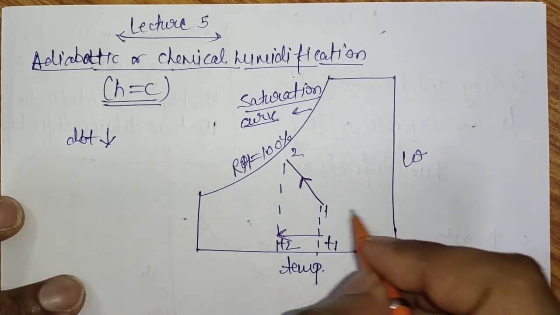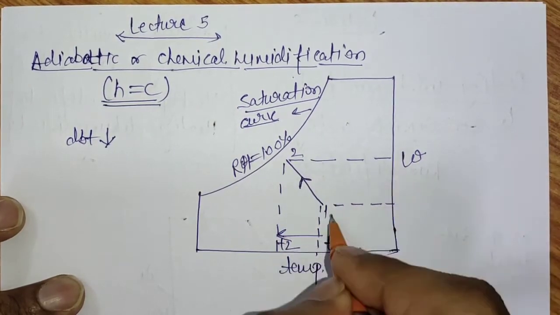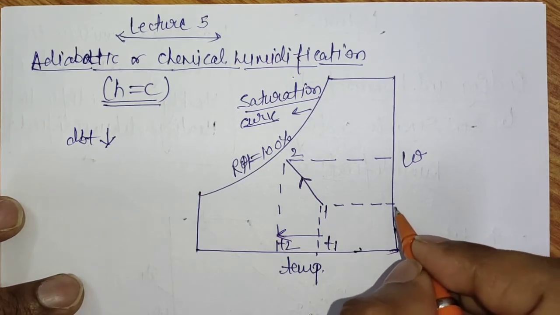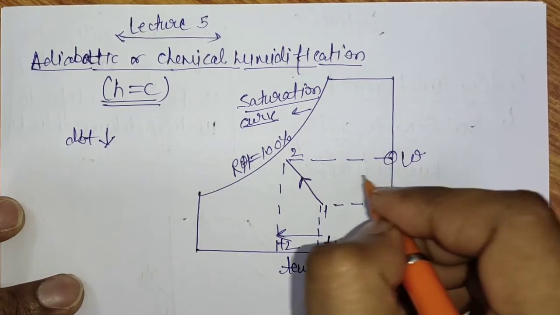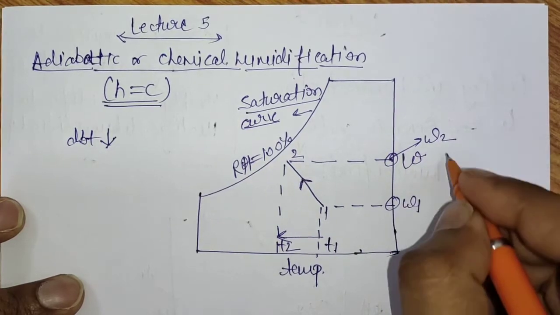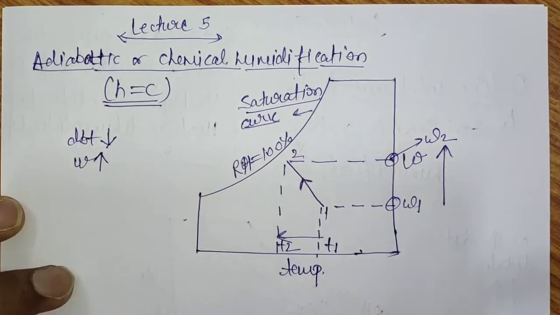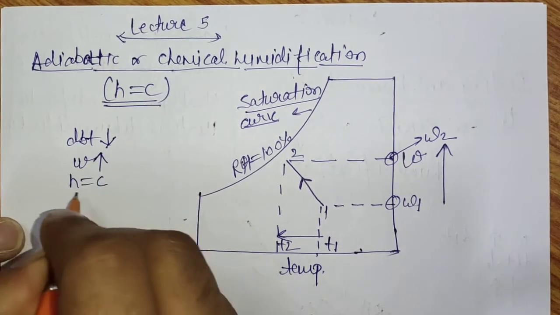Now talking about the specific humidity, to calculate it we need to draw a horizontal line from the state up to the vertical axis. Corresponding to state 1, the specific humidity is omega 1, and corresponding to state 2, the specific humidity is omega 2. We can see that specific humidity is increasing. Talking about the enthalpy, since adiabatic or chemical humidification is a process in which the enthalpy remains constant, the enthalpy will remain constant.